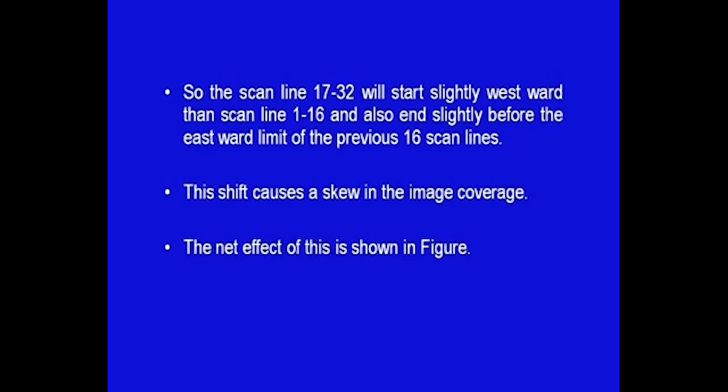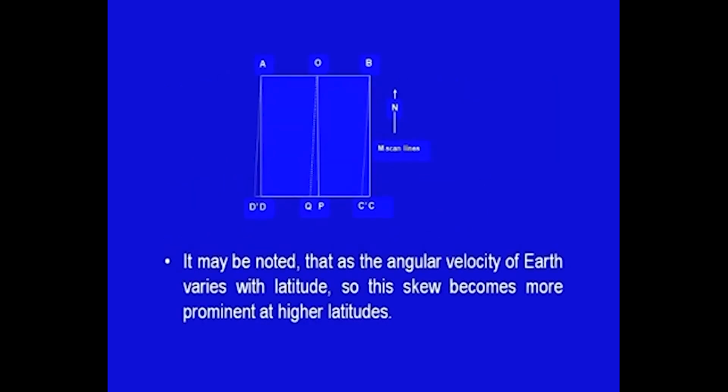So, scan lines 17 to 32 will start slightly westward of scan lines 1 to 16 and also end slightly before the eastward limit of the previous 16 scan lines. This causes a skew in the image coverage. The net effect of this can be seen in this particular figure. It may be noted that as the angular velocity of the earth varies with latitude, this skew becomes more prominent at higher latitudes.